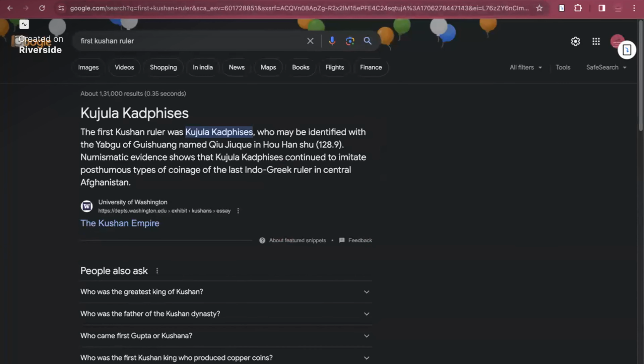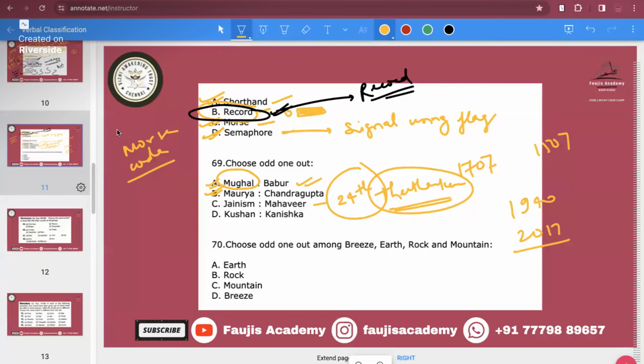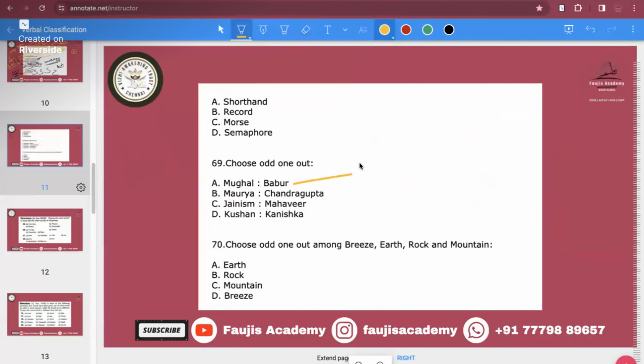Yes, guys. So look, there's a problem over here. The problem is that Babur was the first Mughal emperor, right? Chandragupta Maurya was also the first Mauryan emperor, right? When we talk about Mughal, Maurya, and Kushan, we talk about the dynasties. Sir, Chandragupta, Gupta dynasty, sir, not Mauryan.